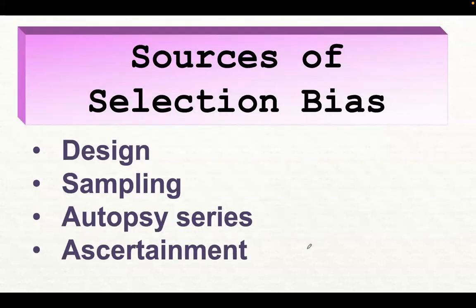Next, what are the sources of selection bias? We have four. Number 1, the design. Design bias is an error that can occur due to fault in the study design, such as studies done on poorly defined populations or with unsuitable control groups. Next, we have the sampling bias. It occurs when a non-random sample of the population is considered.